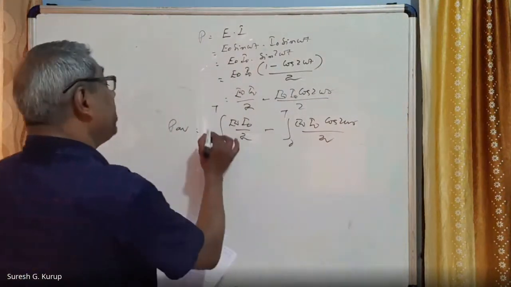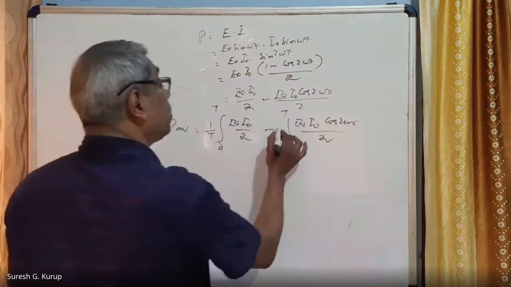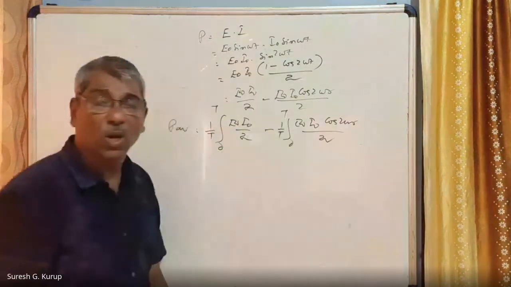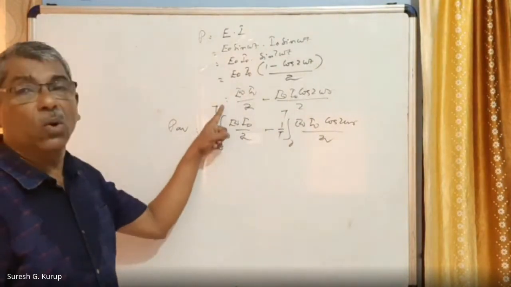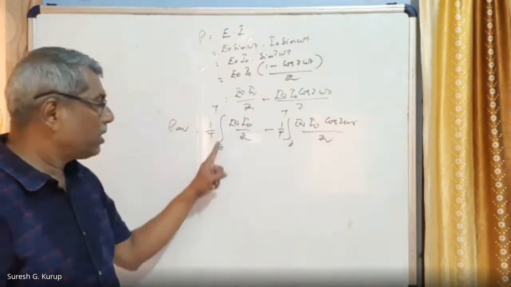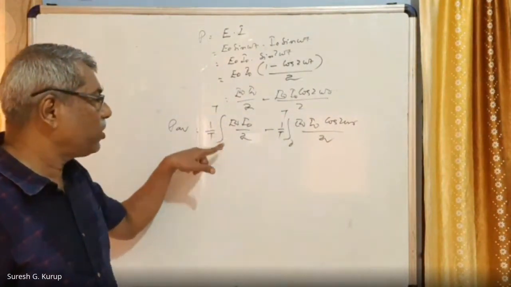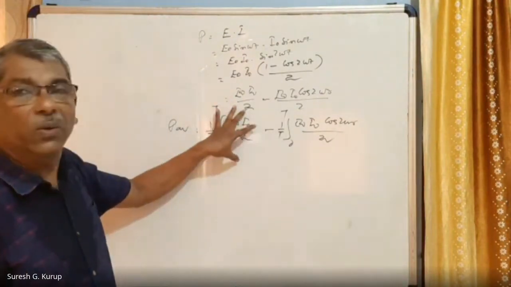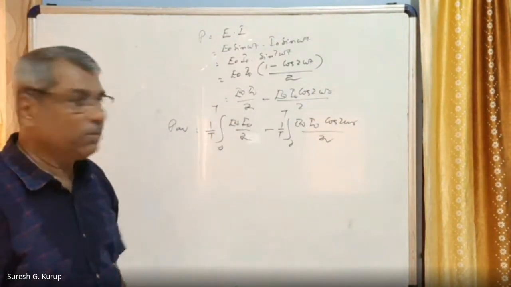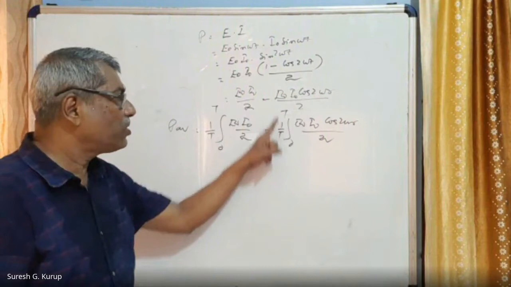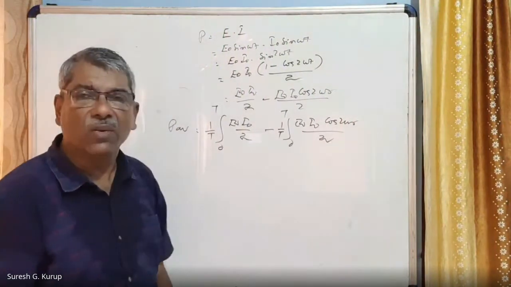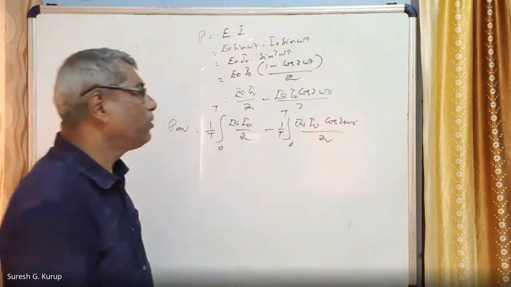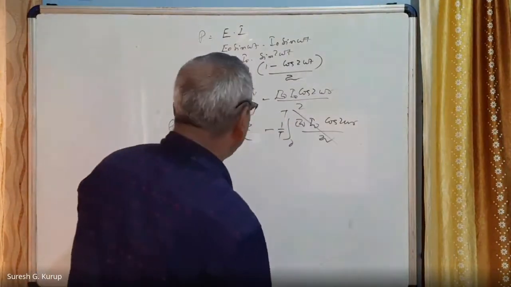This is 1 by T. We have to divide by T also, because you have taken average power. The total variation for the whole time cycle, the time T for the full cycle is 0 to T. Total value divided by T gives the average value. This also is integral 0 to T divided by T, the average value. The average value of a cosine function is always equal to 0. Therefore, this can be taken to be equal to 0.